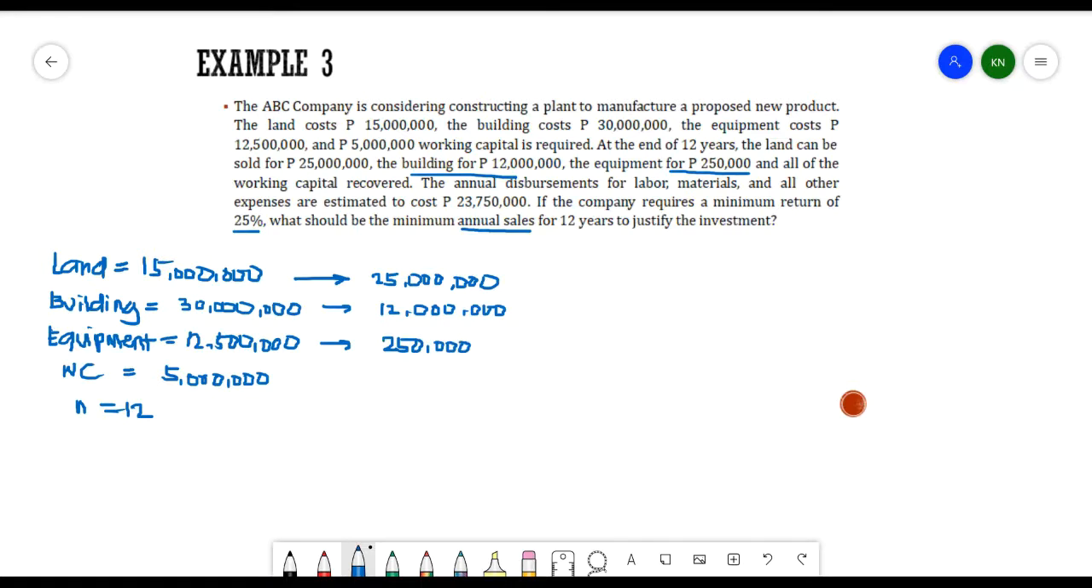The annual disbursements for labor, materials, and all other expenses are estimated to cost 23,750,000 pesos. So another expenses is said to be equivalent to 23,750,000 pesos. And if the company requires a minimum return of 25%, so our I is 25% or 0.25, we need to find the annual sales.